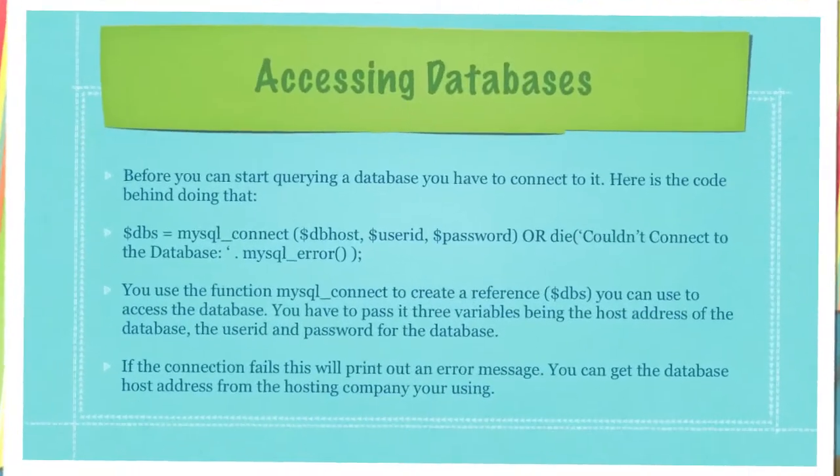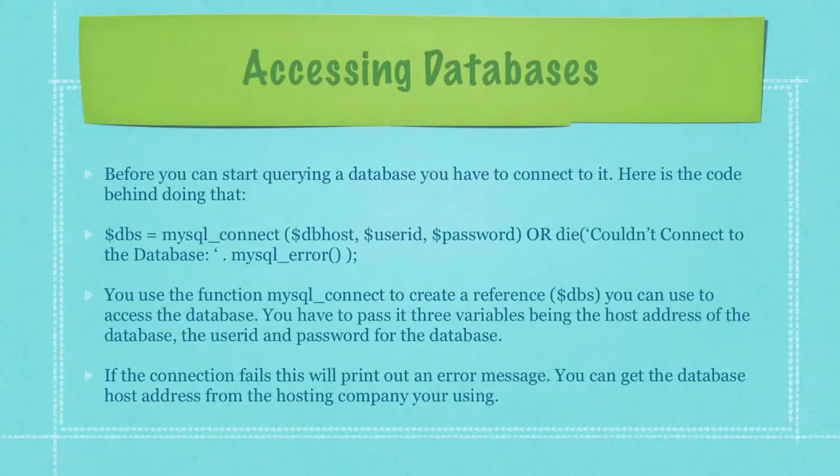Before you can start querying a database, you have to connect to it. Here is the code behind doing that. You use the function mysql_connect to create a reference, in this case the variable named dbs. You can use this to access the database. You have to pass it three variables: the host address of the database, the user ID, and password for the database. If the connection fails, the OR statement here will print out an error message.